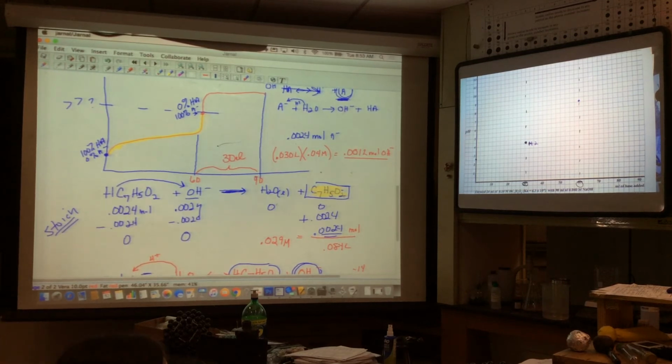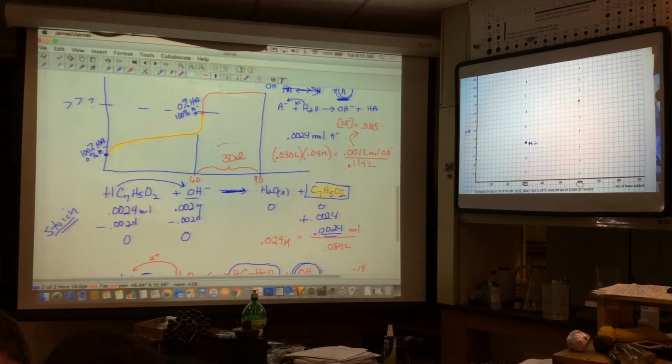We added 90, but there was 24 in it. 90 plus 24 is 114. Have to be in liters, because this has to be a concentration. Molarity is moles per liter. So 0.0012 divided by 0.114, and I get a molarity equal to 0.0105. And what is that we just solved for? The concentration of my hydroxide in the final solution sitting in the beaker.